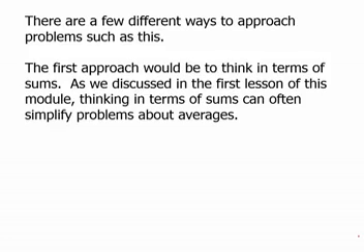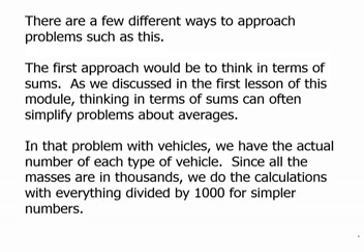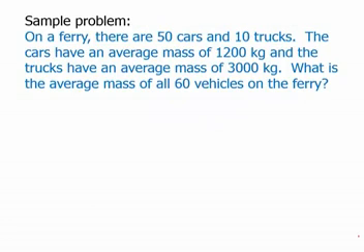And so thinking about sums is often the key to working through average problems, and that includes weighted average problems. In that problem with vehicles, we have the actual number of each type of vehicle. Since all the masses are in 1,000, we do the calculations of everything divided by 1,000 just for simpler numbers. So here's the problem again. And so how would we find the sums?